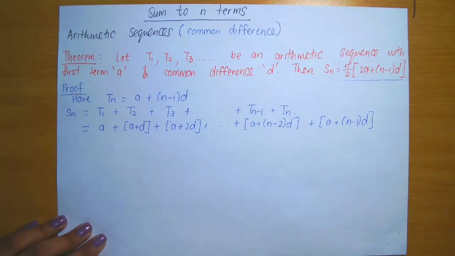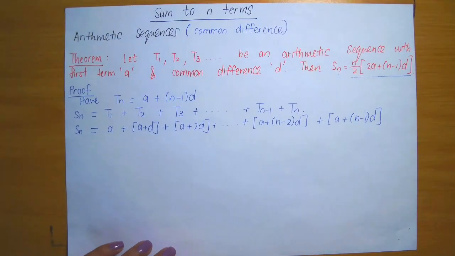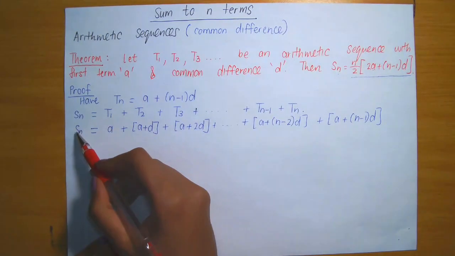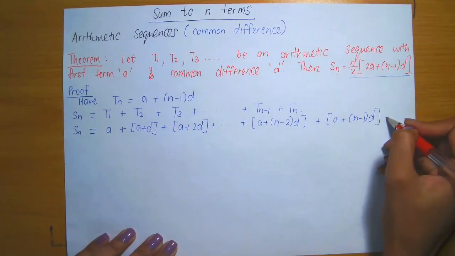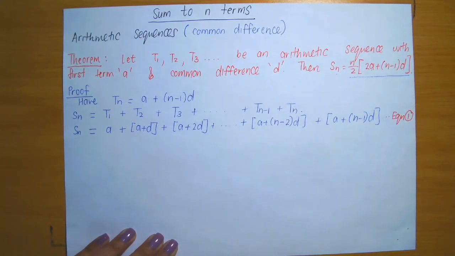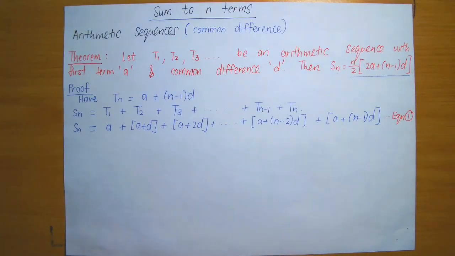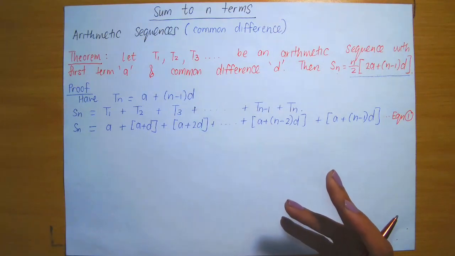Right, so what I'm going to do is label this last equation, this sum to n terms, here as equation 1. So that's the first equation that Gauss wrote down. And thereafter, Gauss decided to express the sum to n terms in a different way.